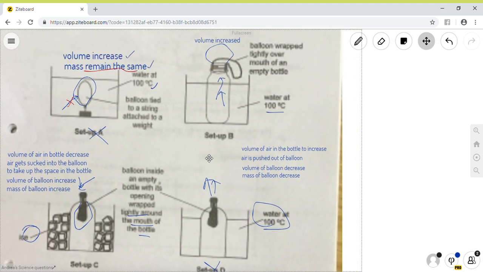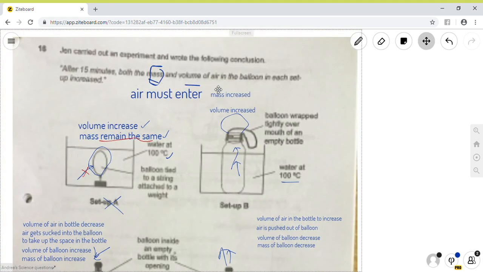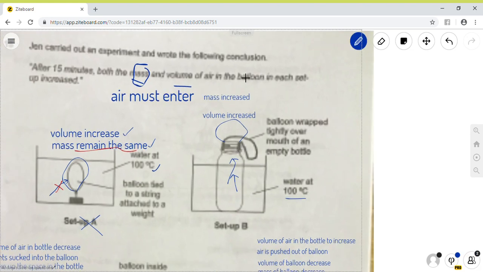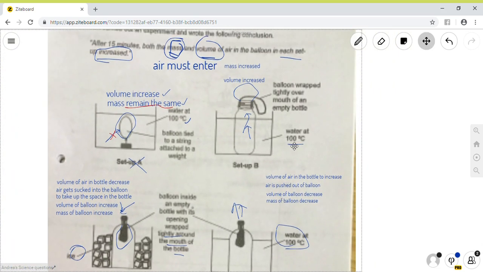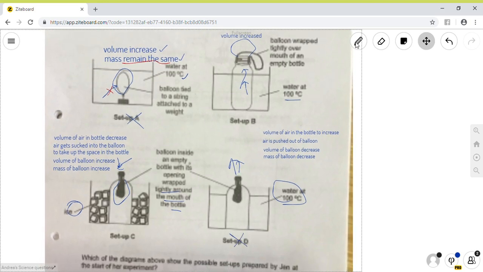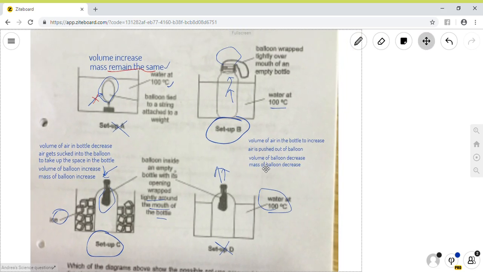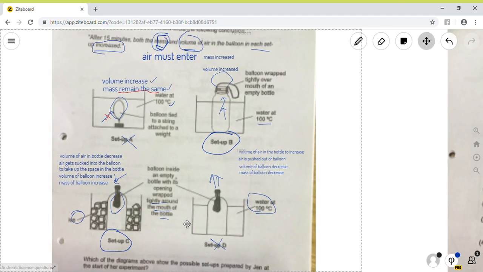Right, so what are we looking for? We're looking out for both increase. Right, so we want both mass and volume to increase. So the only ones with both mass and volume increasing are B and C. Only B and C. Alright.